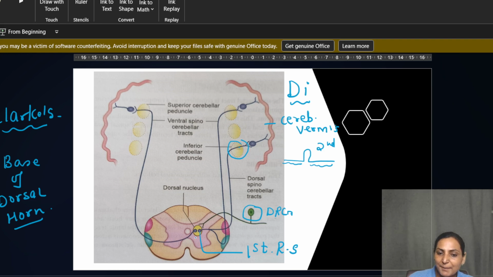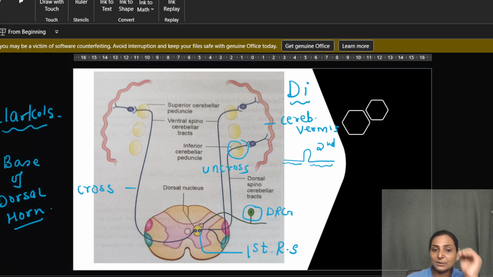Your ventral pathway, ventral spinocerebellar, you can see that some of the fibers are ipsilateral and some of the fibers are going contralateral. That means it is having both types of fibers, some of them which are uncrossed and some of them which are crossed. So from the Clark's column, some of them are going to go on the same side, some of them are going to cross and go up. It is going to go all the way up.